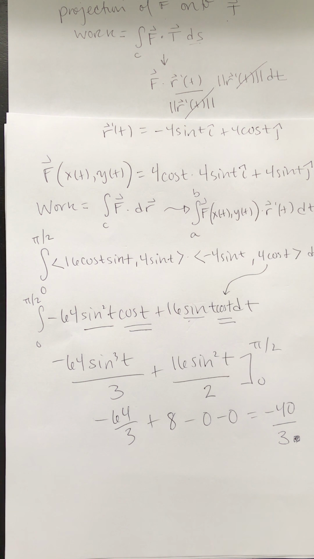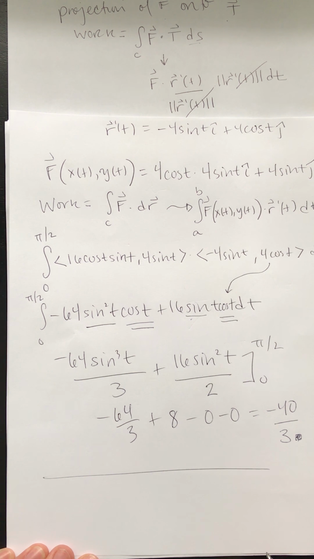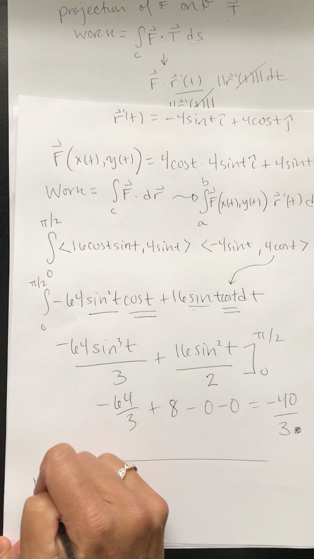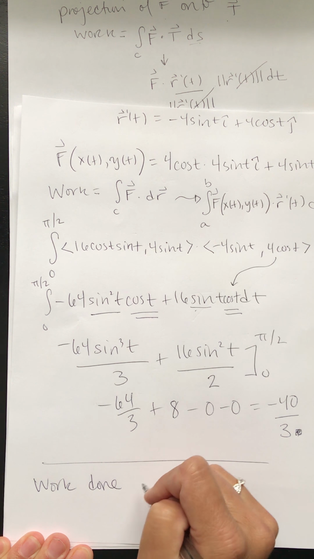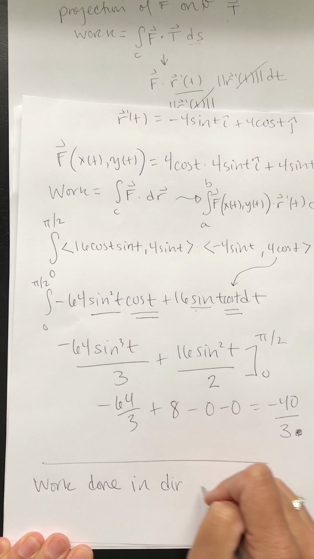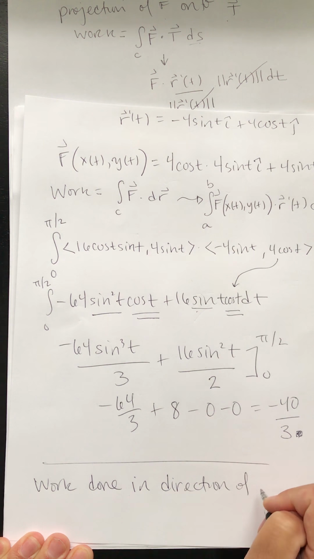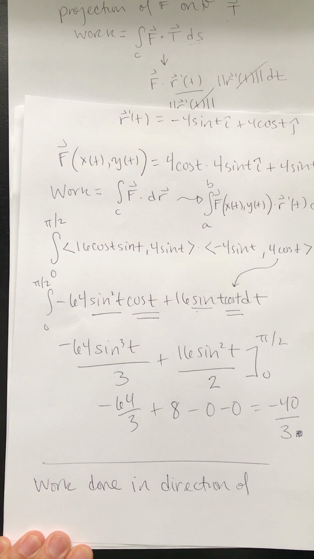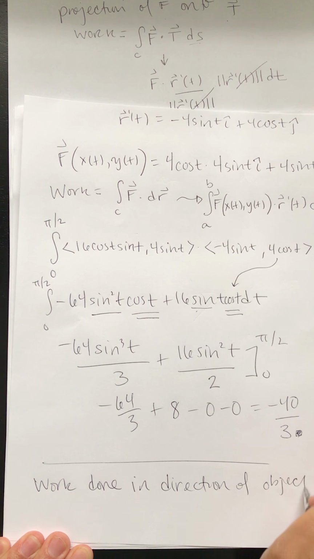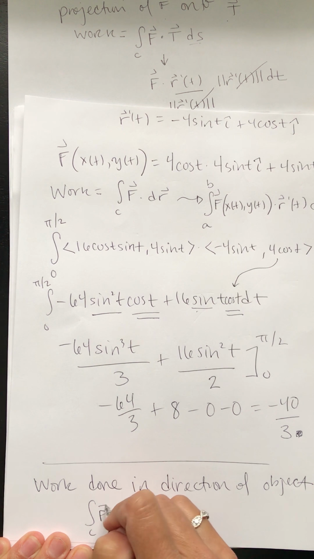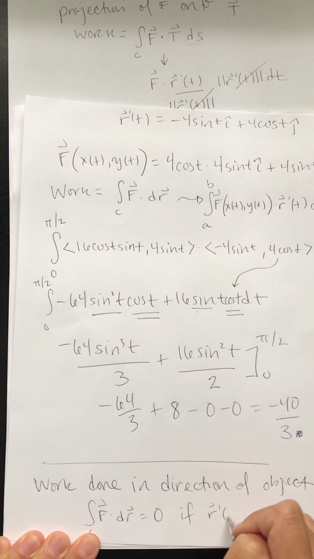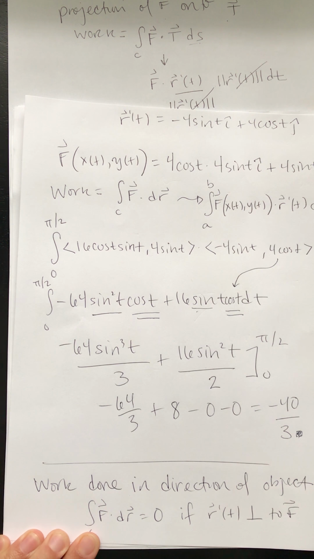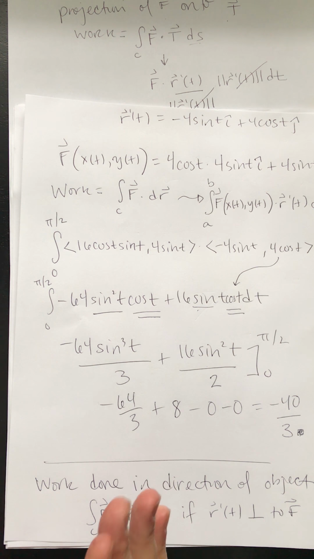And I really want to emphasize, so I'm just going to write it down because anything I want you to remember I should write down, that the work done is in the direction of an object. So the total work done is going to be 0 if r prime of t is orthogonal to F. So if you're moving perpendicular, you're not going to accumulate any work at all.